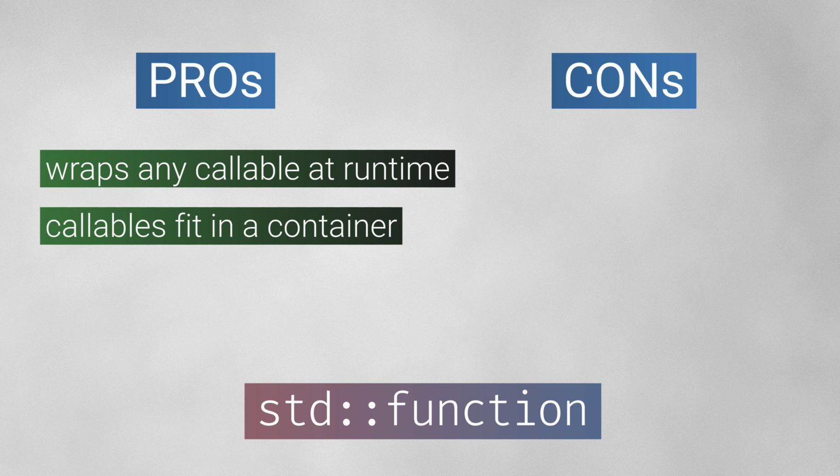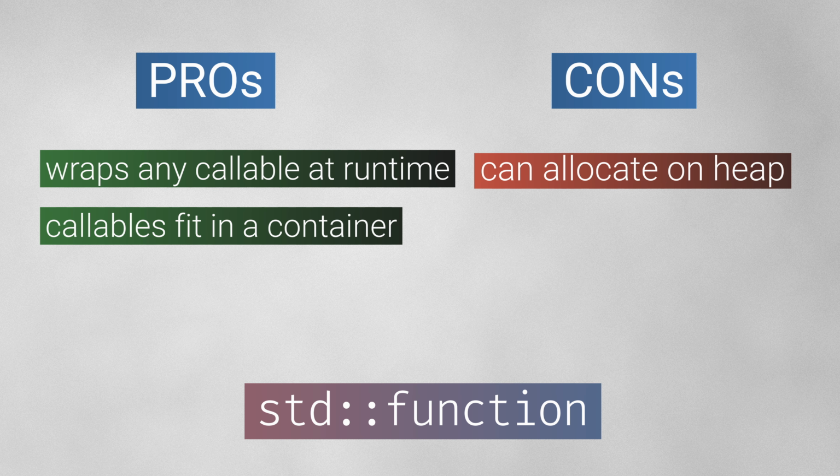But then there are obviously also cons, and one big con is heap allocation. Implementations of std::function usually have a small internal buffer, called small object optimization, to store small callables, which is quite fast to use. But if our callable state, like a lambda with a large capture list, is too large for the internal buffer, std::function will call new to allocate memory on the heap. This can be a major performance bottleneck if used on a hot path.